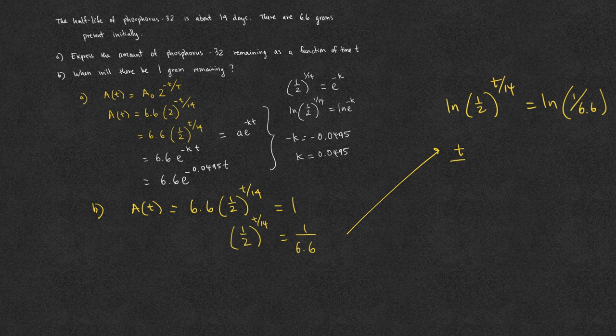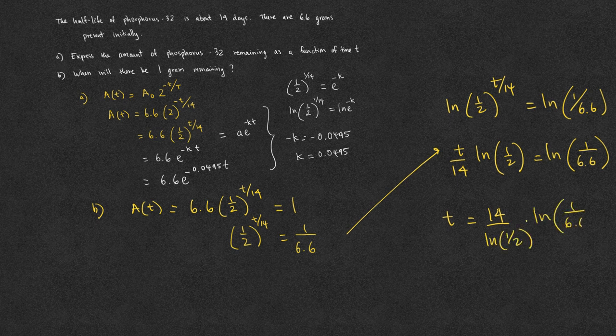We bring t over 14 to the front of ln. We get t over 14 times ln of 1/2 equals ln of 1 over 6.6. Isolating t, we get 14 divided by ln of 1/2 times ln of 1 over 6.6. To isolate t in this case, we multiply both sides of the equation by 14 and divide by ln of 1/2. Inputting this into a calculator, we get approximately 38.